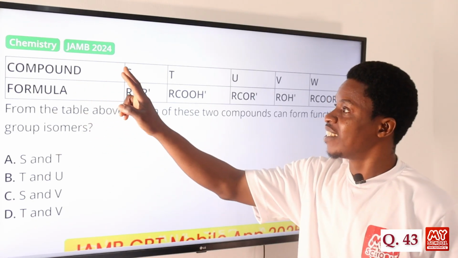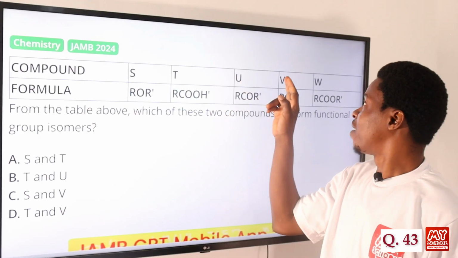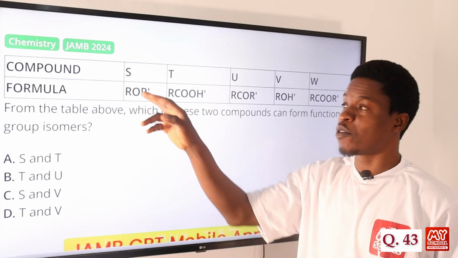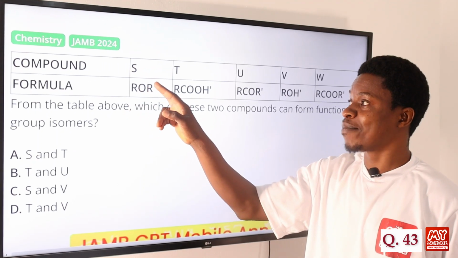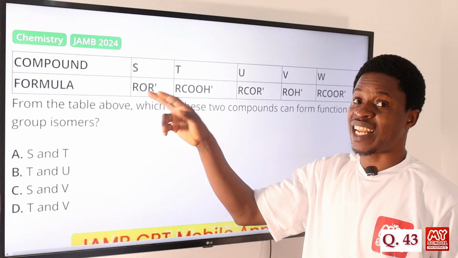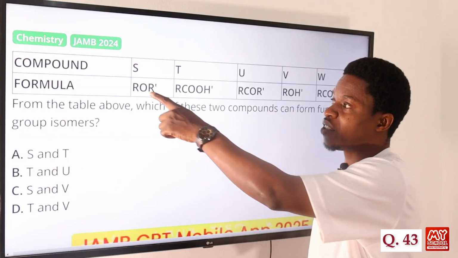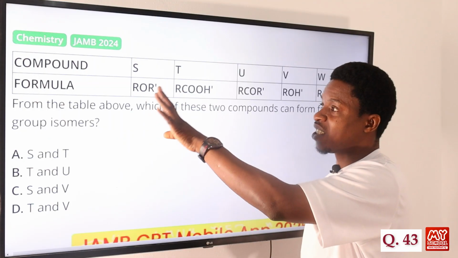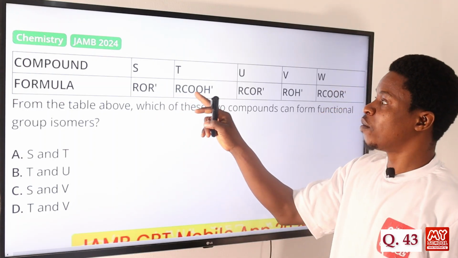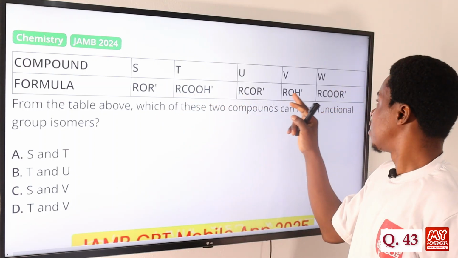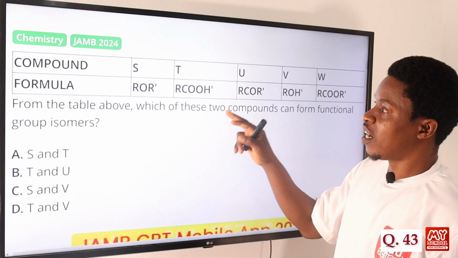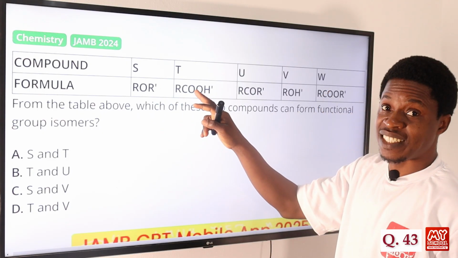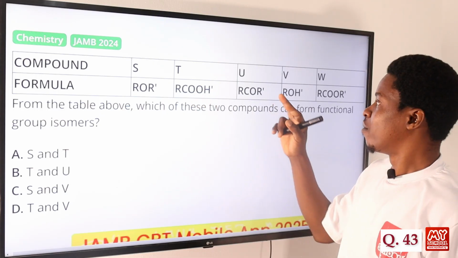We have compound S, compound T, compound U, compound V, compound W. And then we're given the formulas of each of them. Compound S has ROR'. R' means that is an alkyl group, okay? So this could be CH3, while this is CH2CH3, or C2H5. Then we have RCOOR'. Of course, this is for ether. This is for carboxylic acid. Okay, let's just move on.